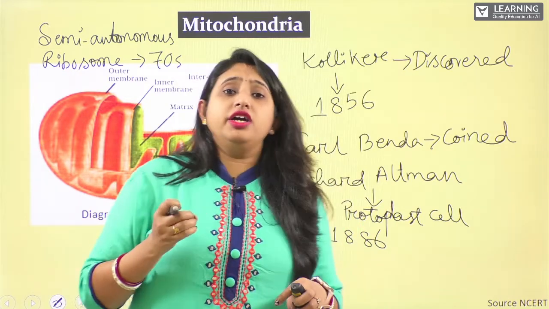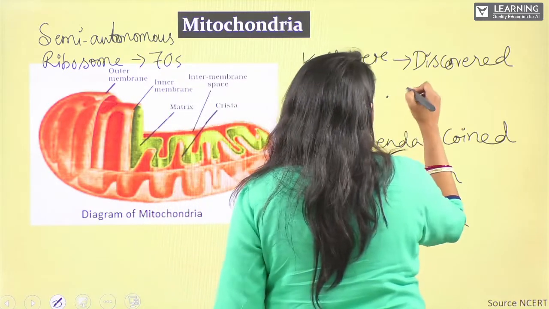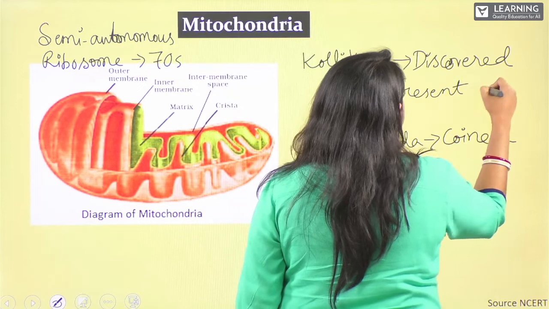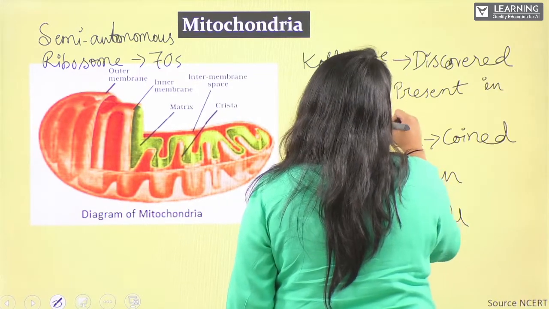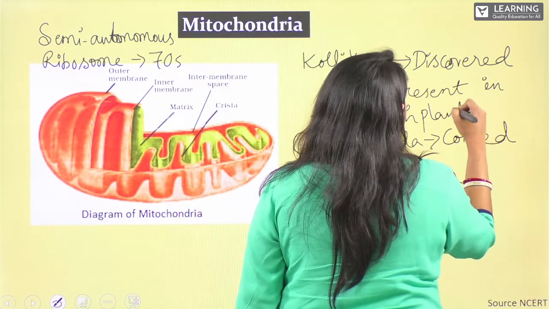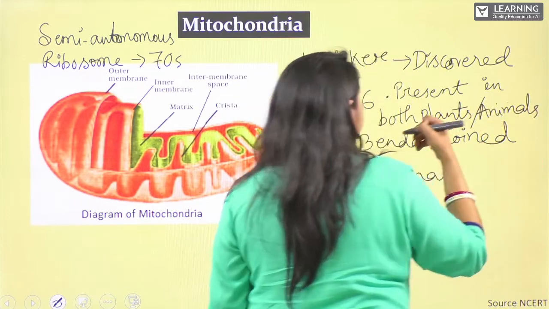Now, mitochondria is present both in case of plants and animals. So, as I said, where is it present? It is present in both plants and animals. Okay, both plants and animals.